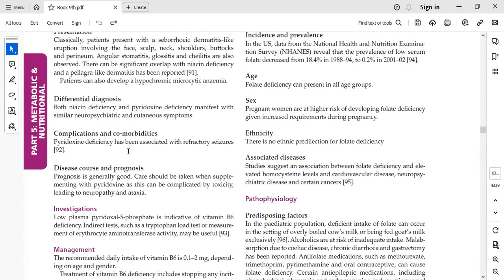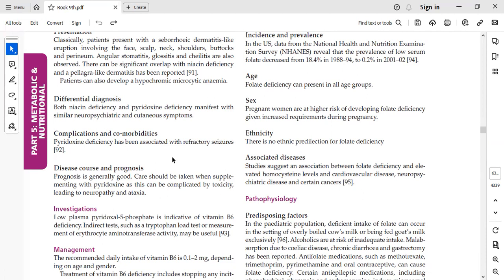Now, the complications include refractory seizures. Let me explain how deficiency of pyridoxine causes refractory seizures. Pyridoxine is an important coenzyme in various processes, one of which is decarboxylation of glutamate to GABA, which is an inhibitory neurotransmitter in the brain. Because there is decreased pyridoxine, there is decreased synthesis of GABA.